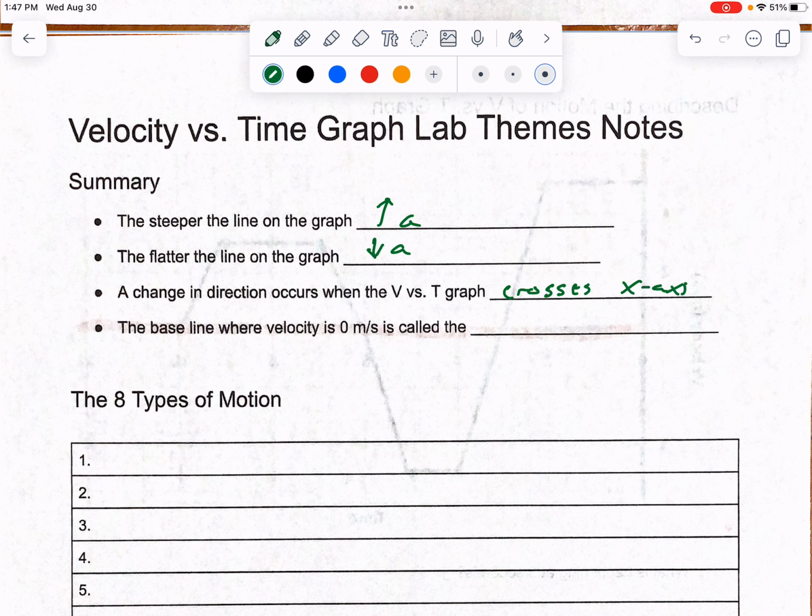We'll do a lot of graphing practice here in a second. But anytime you cross that x-axis, going from positive to negative, that means you change directions. And the baseline where the velocity is 0 meters per second is called the x-axis. So there's kind of a key theme there. We have to really pay attention to our x-axis when we do these graphs.